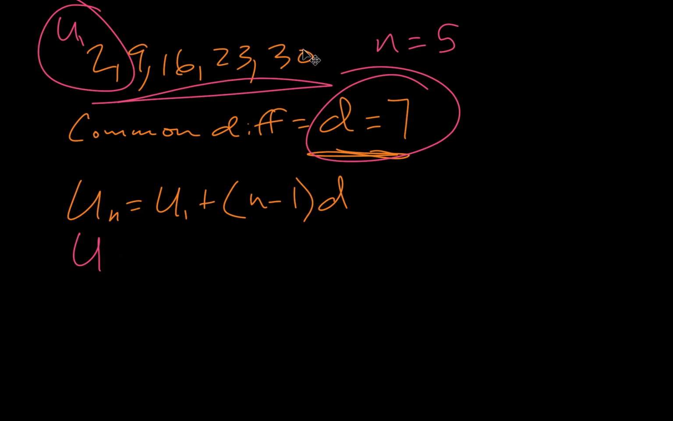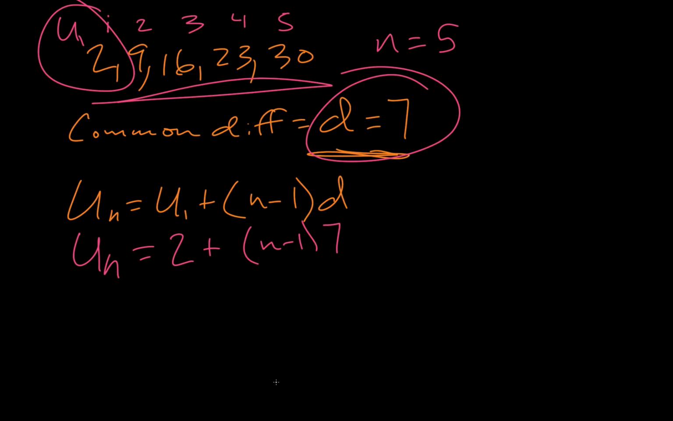Oh wait, we want to do the general term, sorry. So we're going to keep it general. I was getting a little ahead of myself. So n is like the term you're looking at. So this is the first term, the second term, third, fourth, fifth. So n is 4 here, 3 here, 2 here, 5 here. Okay, so U1 is 2, n is still n, and then D is 7.